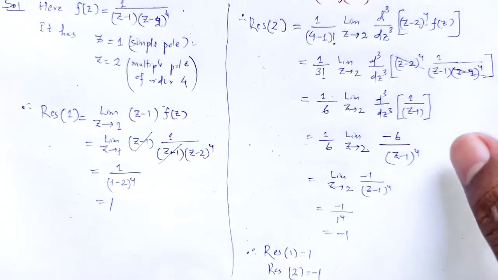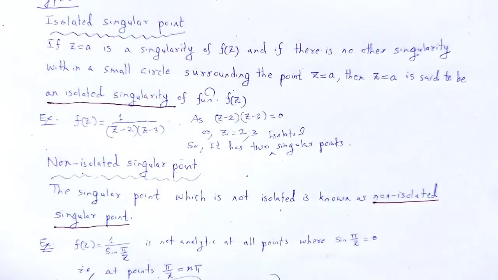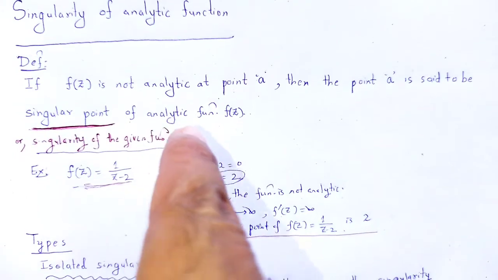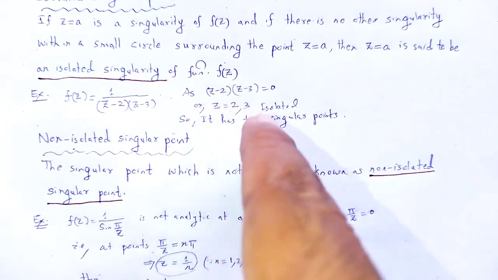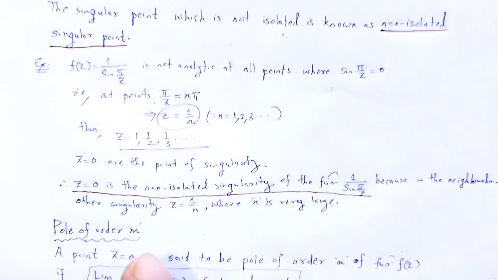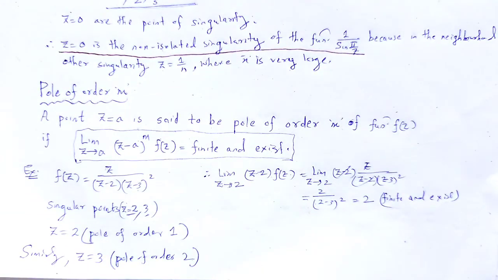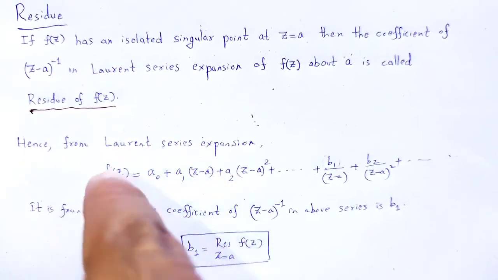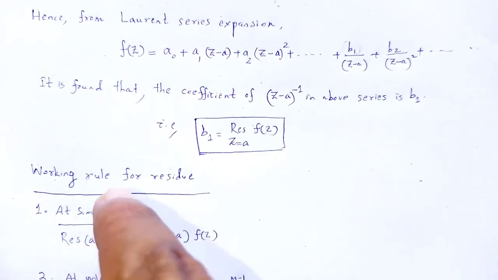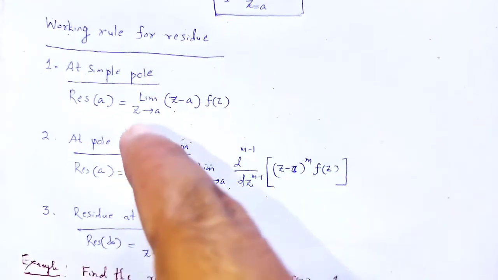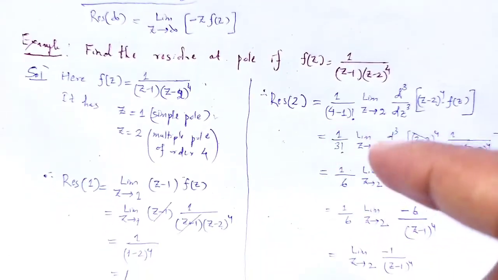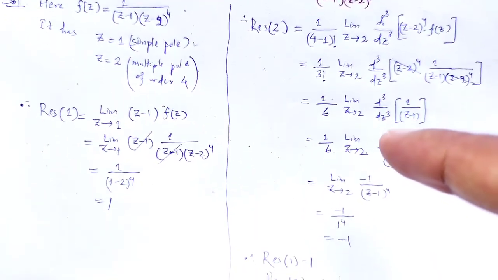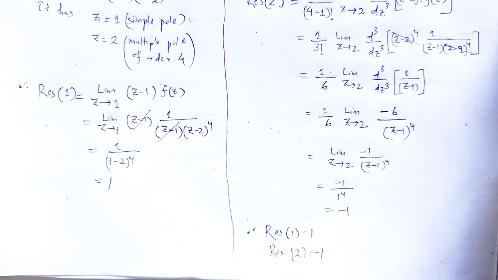So, with the help of this video lecture, we understood the concept of singularity of an analytic function, singular point, types of singular point, isolated singular point, non-isolated singular points, and some examples: pole of order m, the idea towards a residue, working rule for calculating residue for a simple pole, pole of order m, residue at infinity, and an example related to calculating residues. So, with these useful and informative notes, let me wind up this session. Thank you.